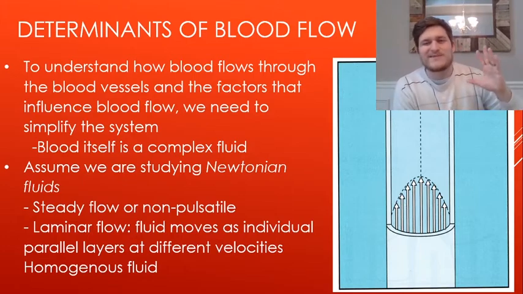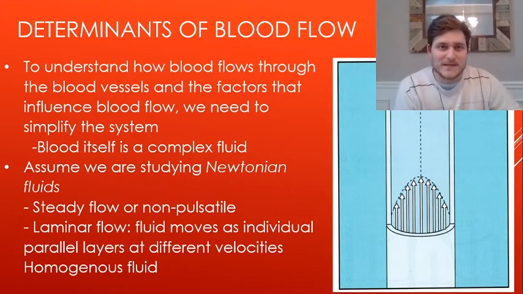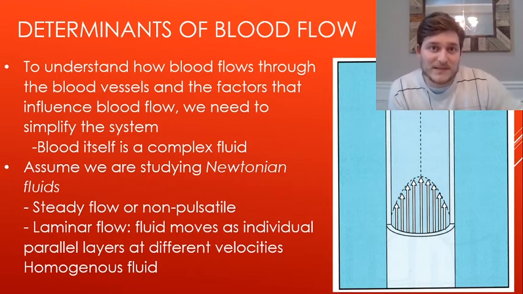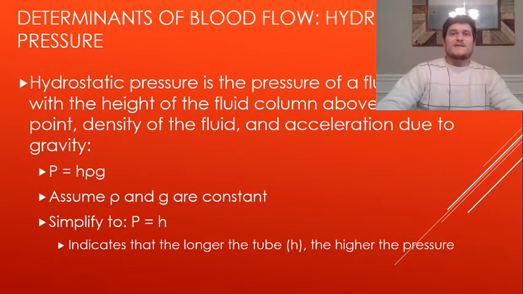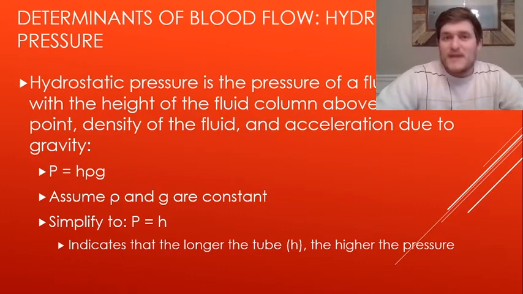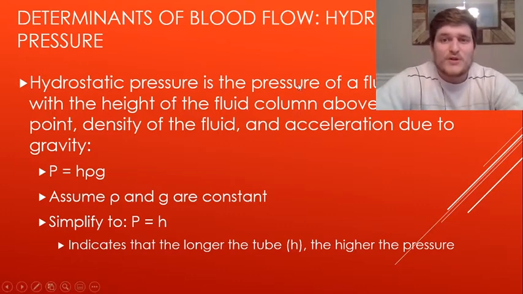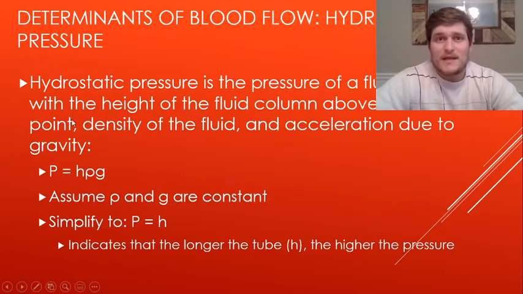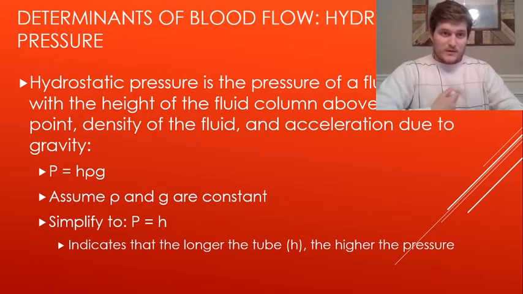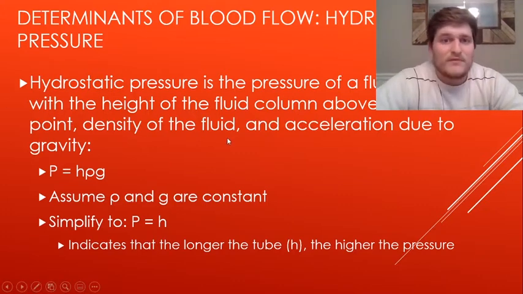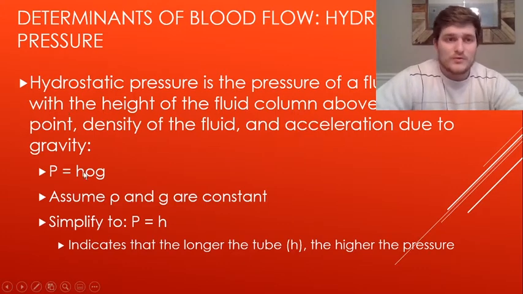But again, I don't want to get too complicated or too bogged down in a lot of these things. Today, we're mostly talking about the different things that impact pressure, that impact resistance, and therefore impact blood flow. The first determinant of blood flow that we'll discuss today is hydrostatic pressure. The definition of hydrostatic pressure is the pressure of a fluid associated with the height of a column of fluid above a reference point. Since we're talking about the cardiovascular system, our reference point is going to be the heart, along with the density of the fluid and acceleration due to gravity.